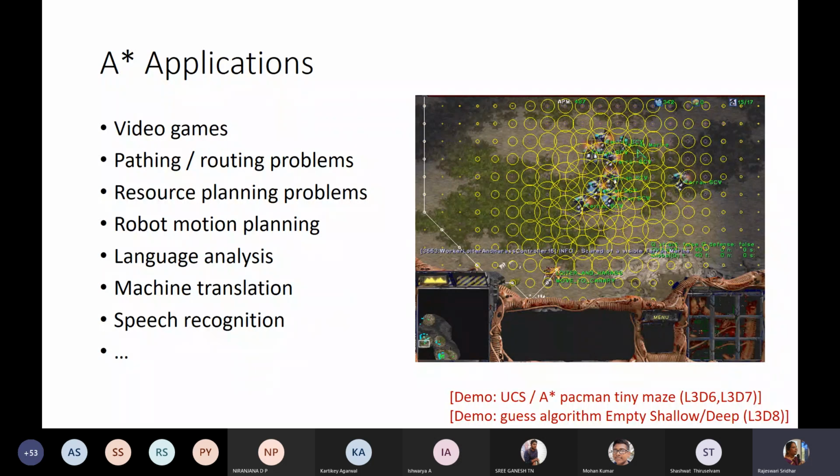So you can find application in language analysis, machine translation, speech recognition, everything. When you look at machine translation or language analysis or speech recognition, in order to find the next word, which direction will I go forward? For all those things, you can go with an A star search kind of mechanism. Robot motion planning, all these are based upon A star search only.